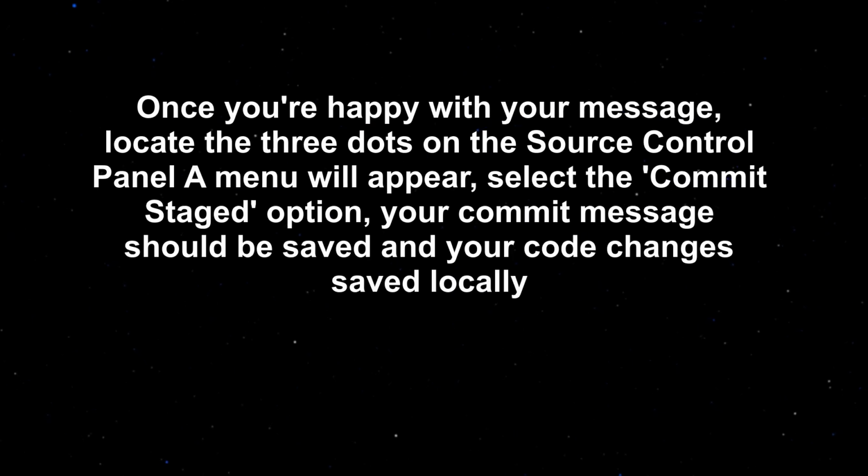Once you're happy with your message, locate the 3 dots on the source control panel. A menu will appear. Select the commit stage option. Your commit message should be saved and your code changes saved locally.